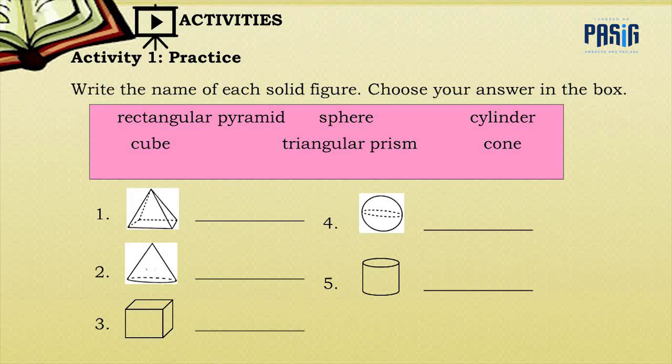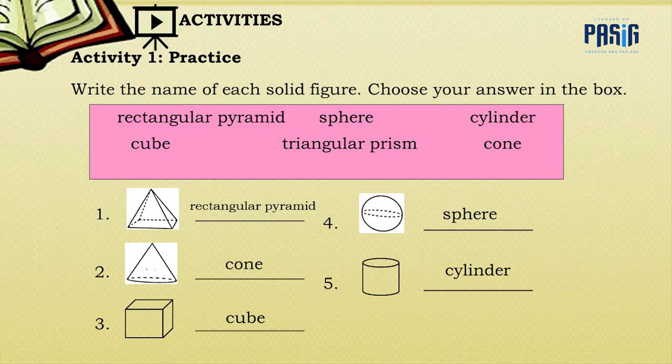Look at the first figure. Number 1. The correct answer is rectangular pyramid. Second figure. Correct answer is cone. Next, number 3. The correct answer is cube. Number 4 figure. The correct answer is sphere. And the last figure, number 5, the correct answer is cylinder.